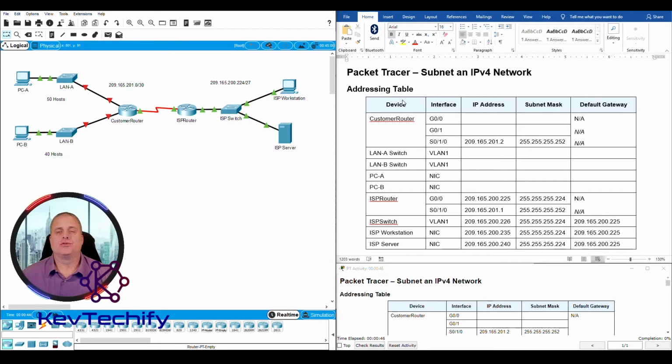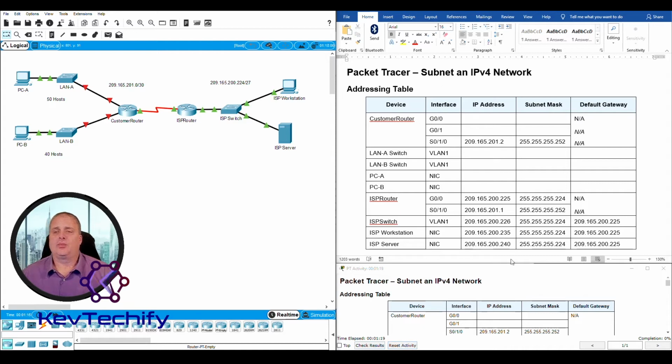Subnet an IPv4 network. I have the Packet Tracer lab already open. On the left side, we have our work area with all of our devices. In the last part of the lab, we're going to configure them and put in the addresses we're going to subnet as we start off this lab. We're going to put them in there and get our network running. On the bottom right, I have the original Packet Tracer activity window that gives us our information, but I mainly keep that open to use the check results right here.